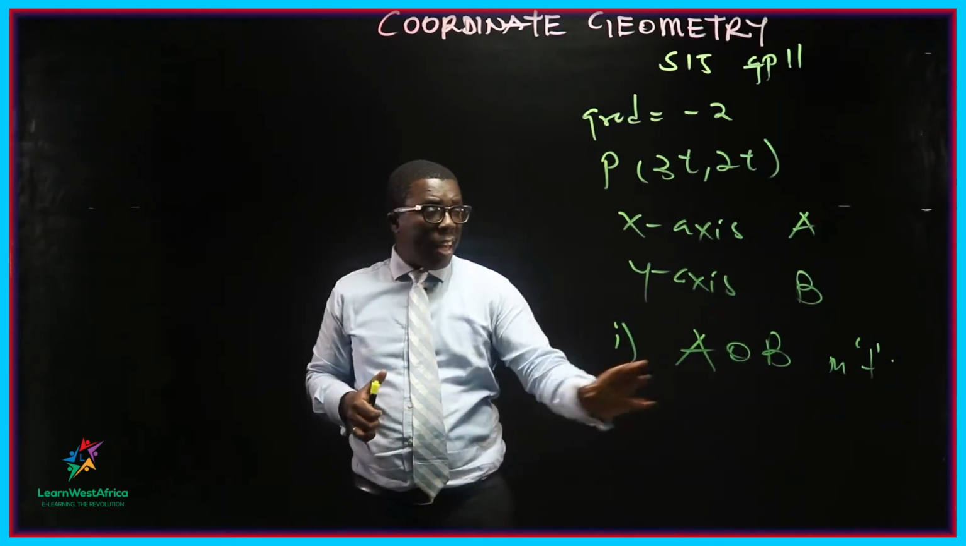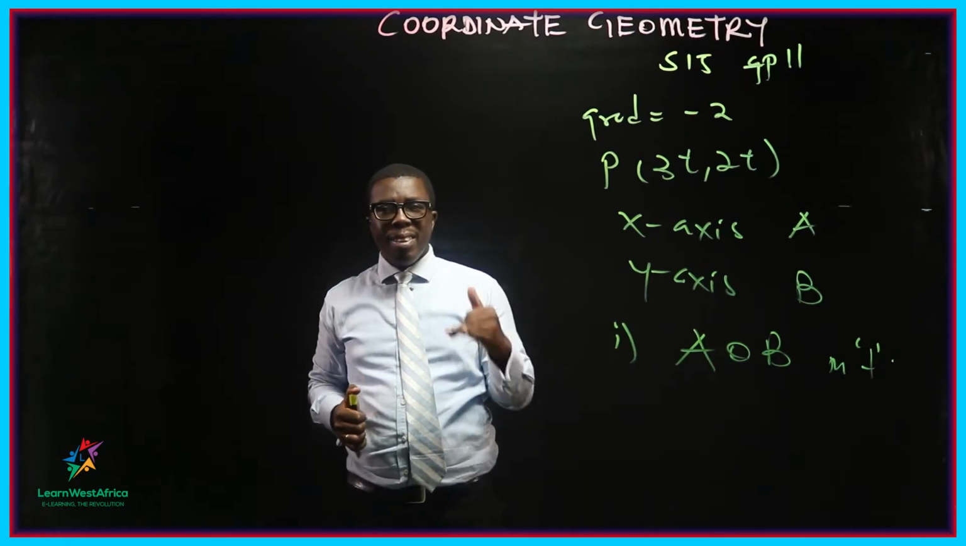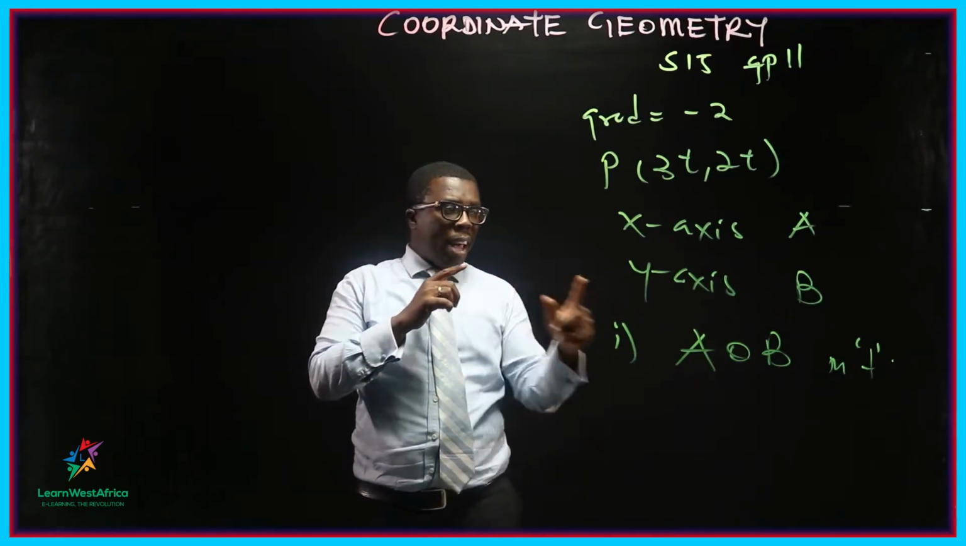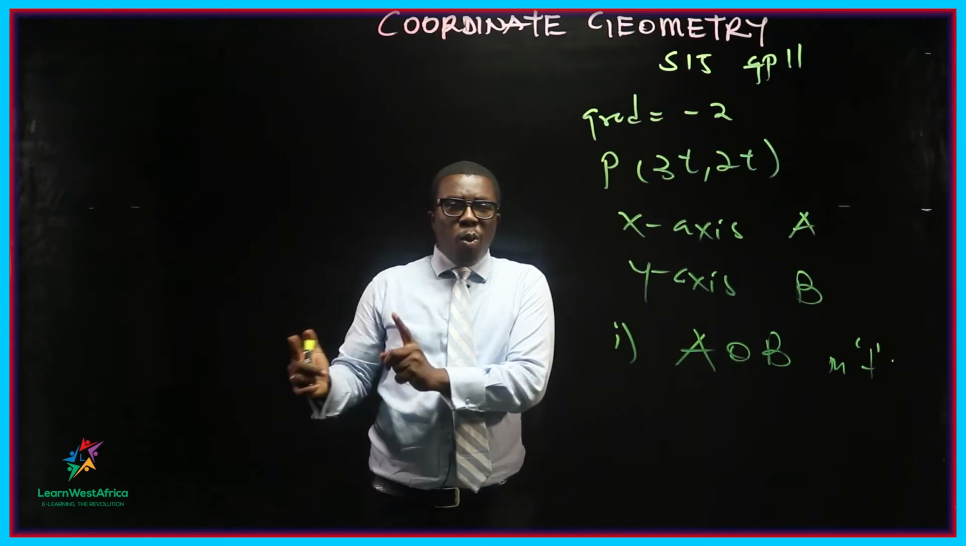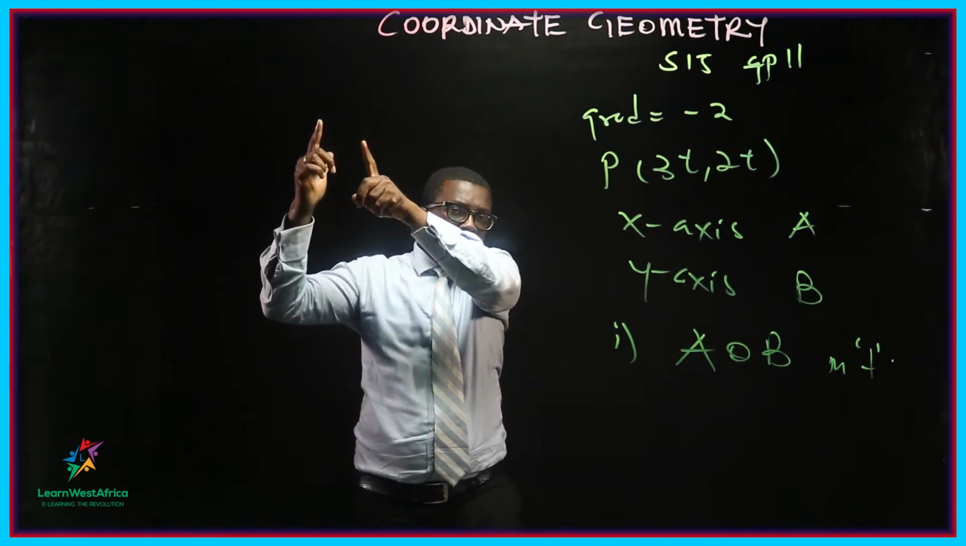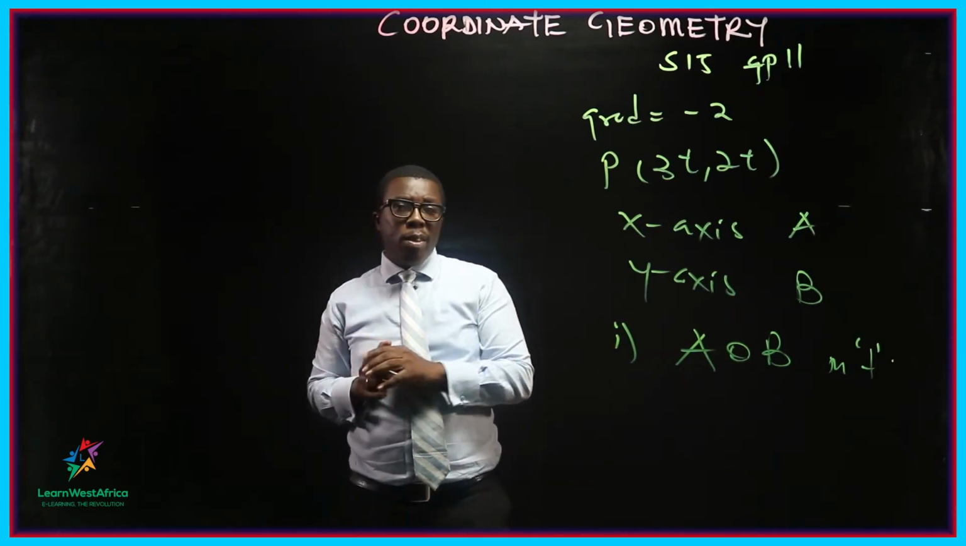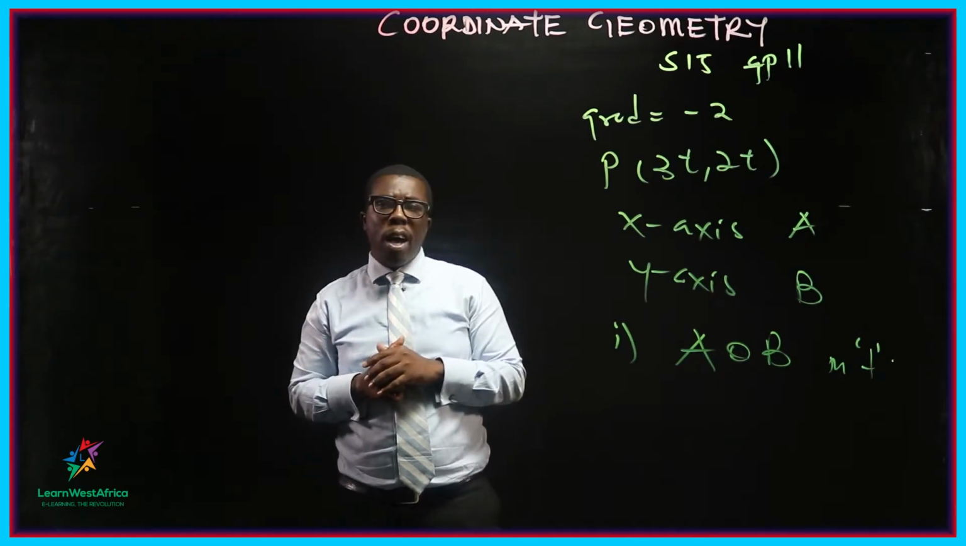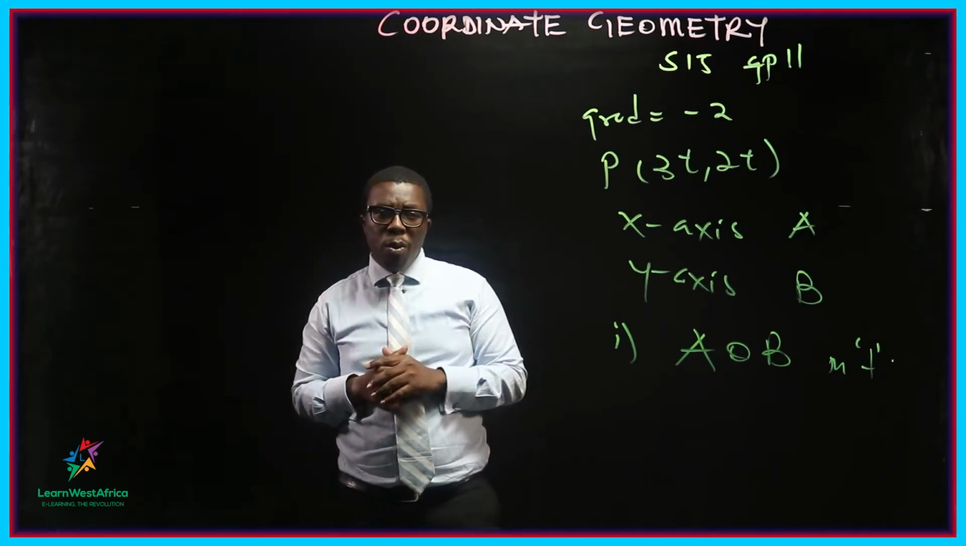You may ask, the O refers to the origin. That is what it means. So on the x-axis is A, then the origin O, then you go there, B on the y-axis. That gives you the triangle. You're saying, what is the area of this triangle? What do we do?